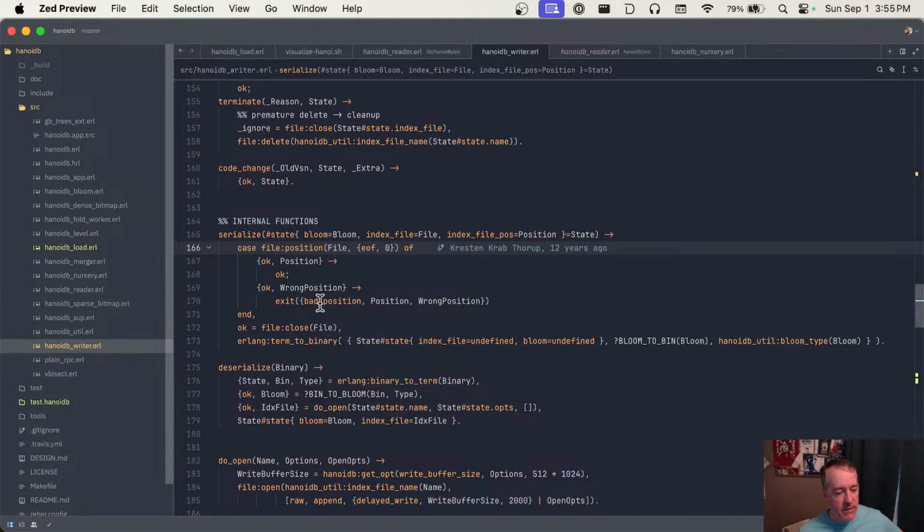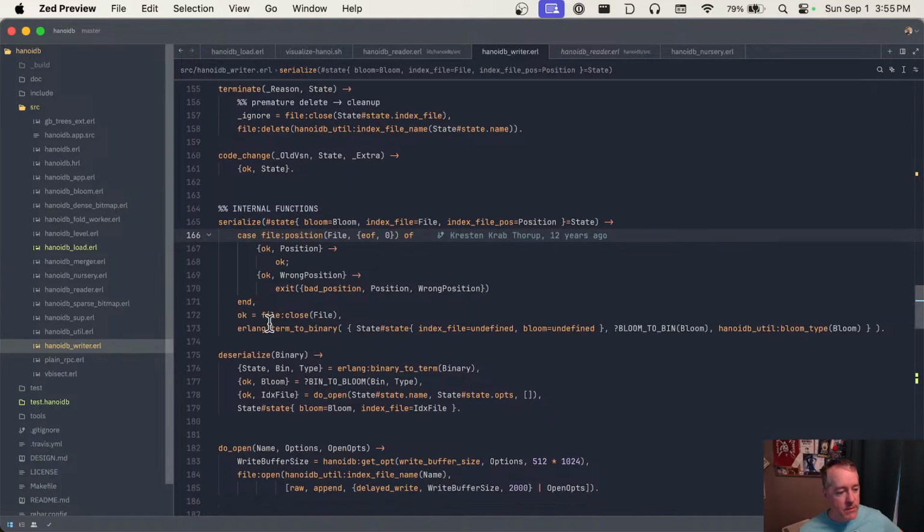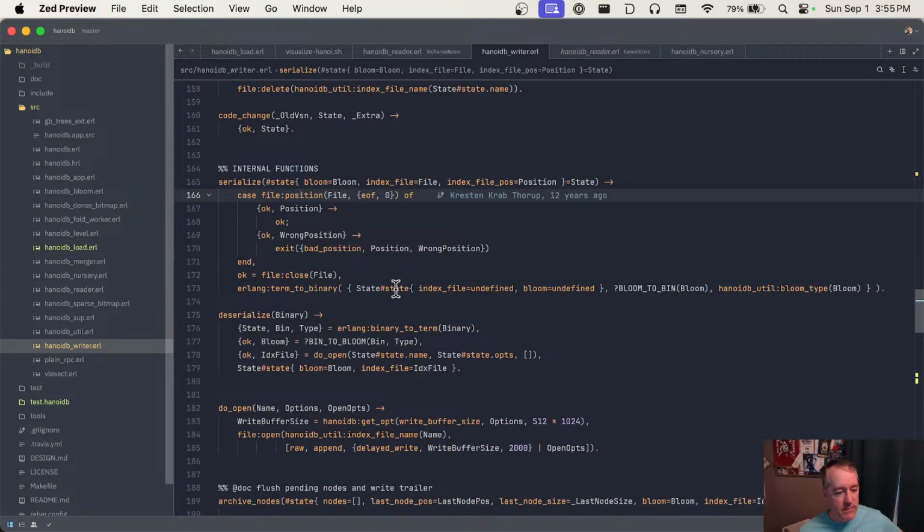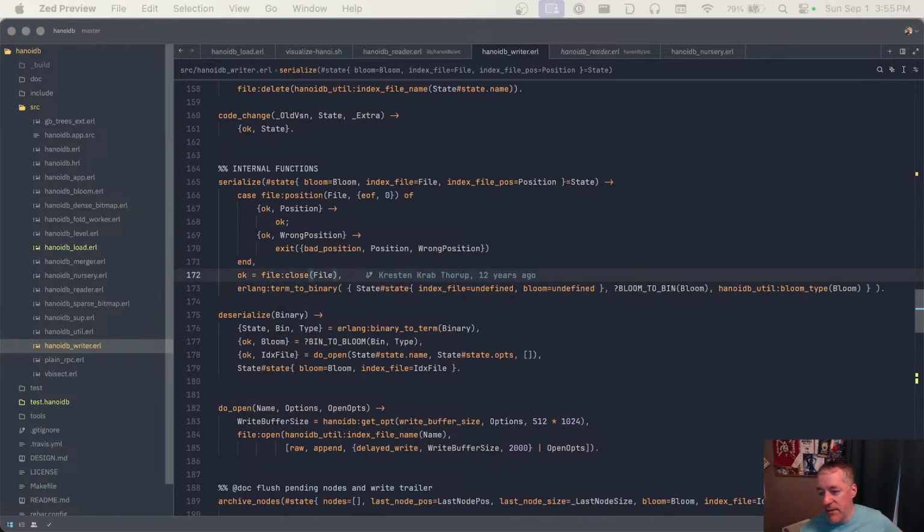But otherwise, you can't serialize. And then it's like, close the file, and there's no index file in there. Toss out the bloom filter, except we're going to serialize it. Right, so it's turning into a binary and recording which type of bloom filter it is. Yeah, it is definitely to reduce memory consumption while sleeping, for sure. Cool.